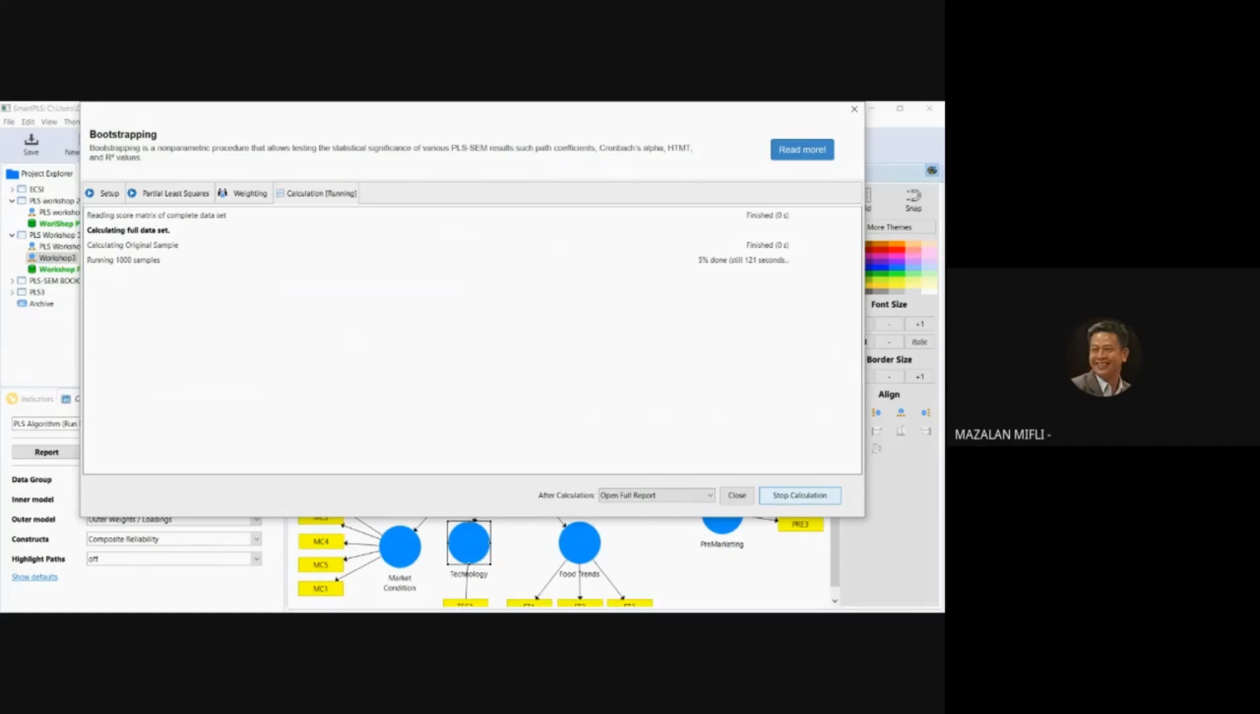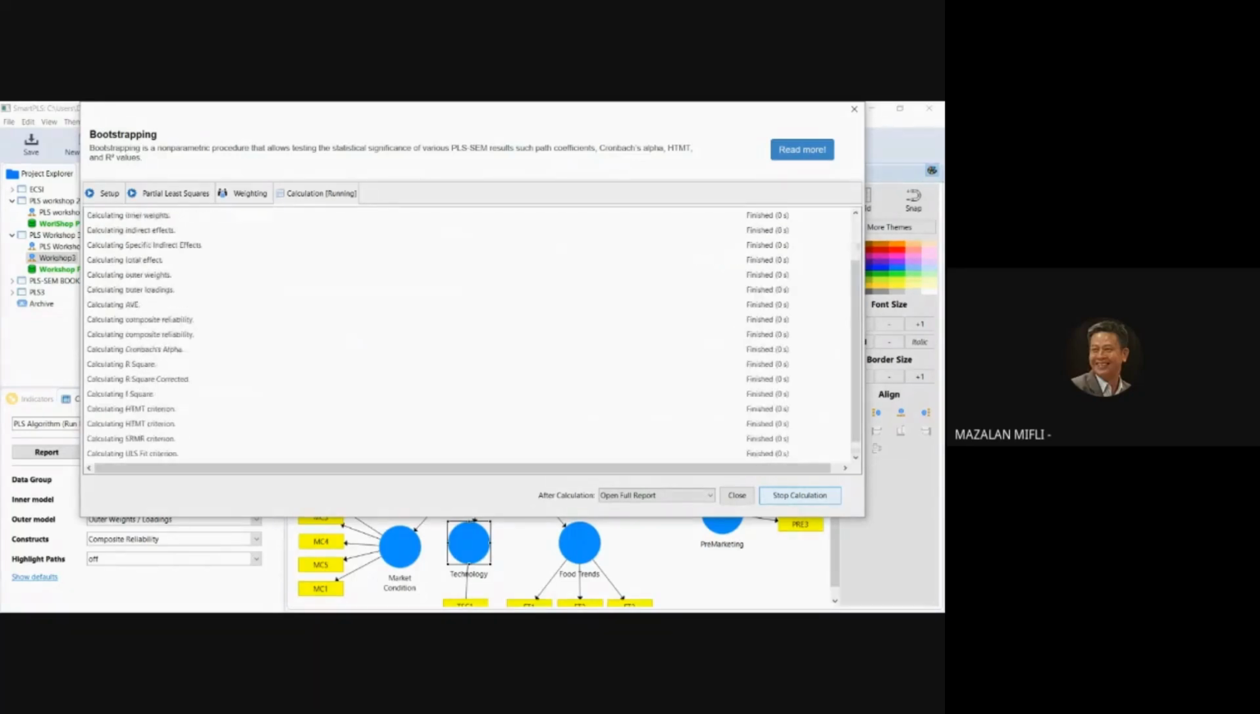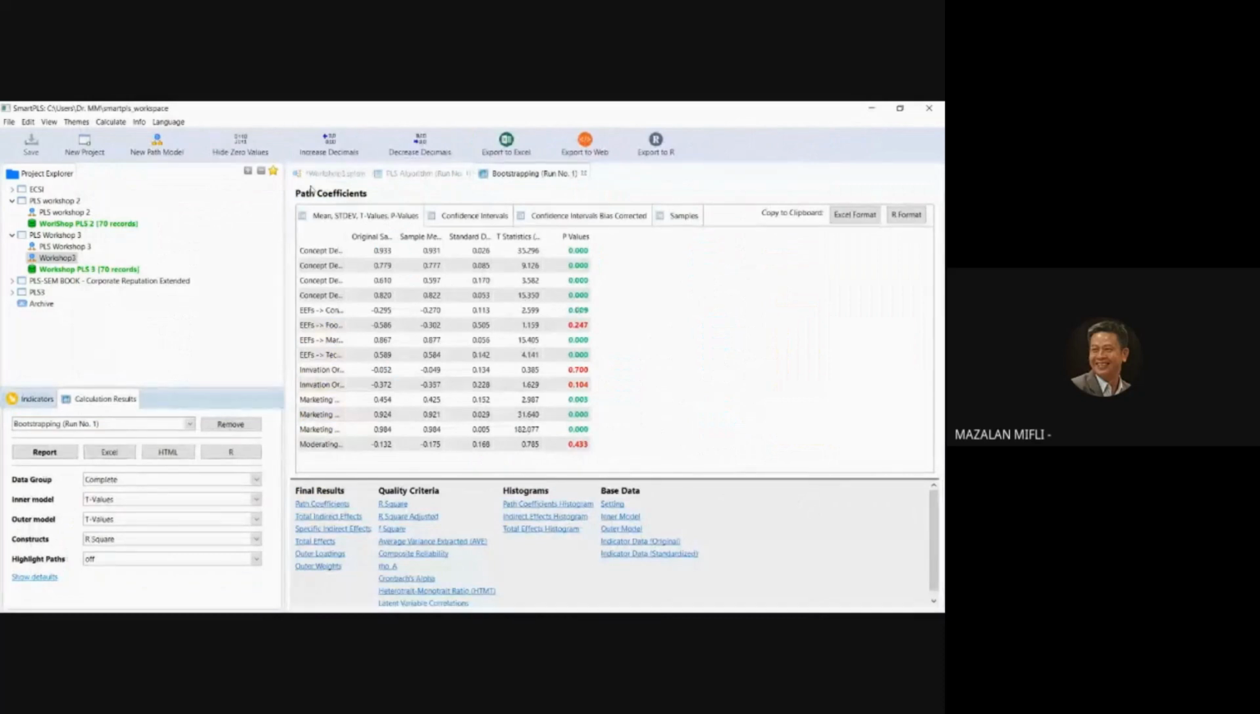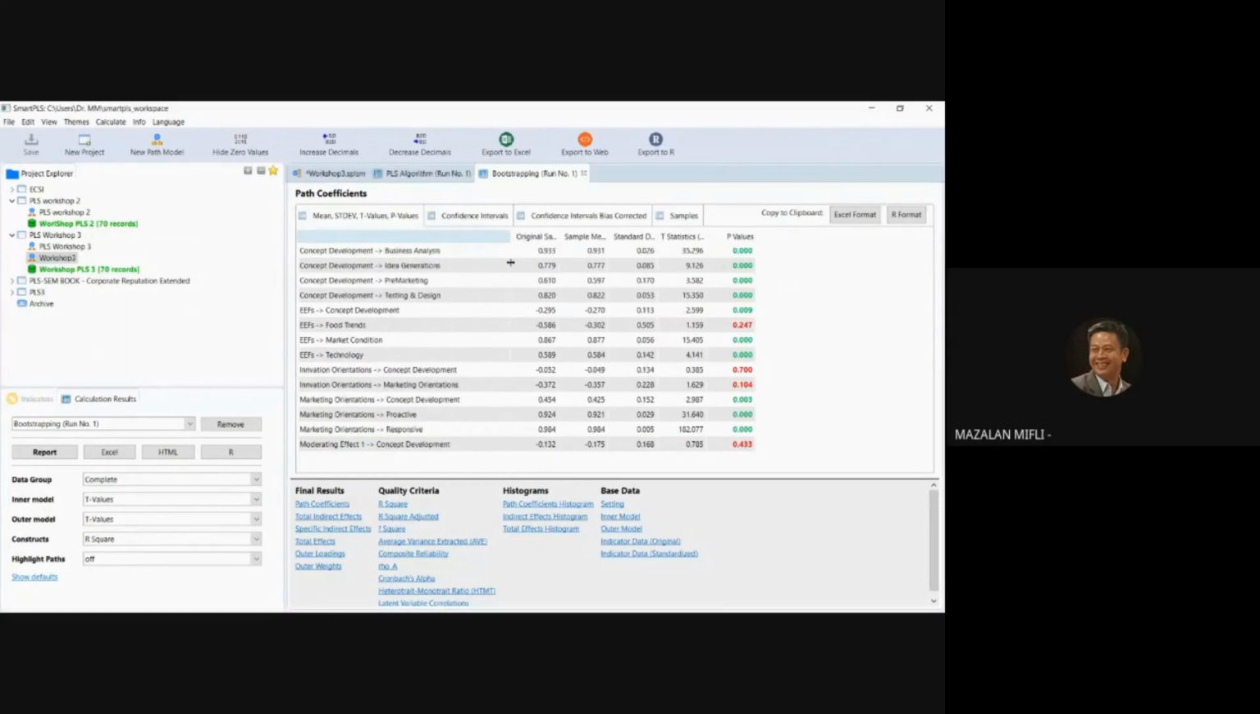It will take much longer, because there's so much that it needs to calculate. Let's hope we get the result we want. All right, we're finishing. There you go. This is the path coefficients. Let's look at the path coefficients first. This is the original one.